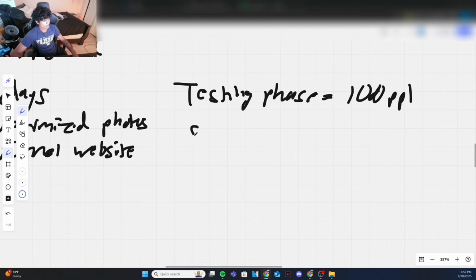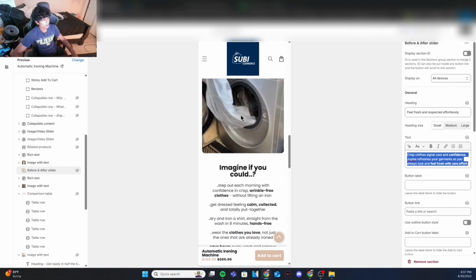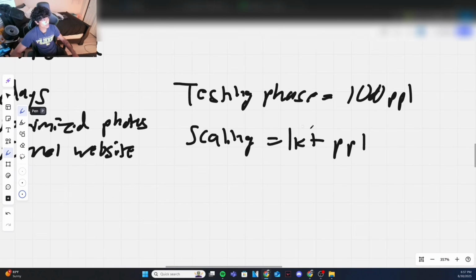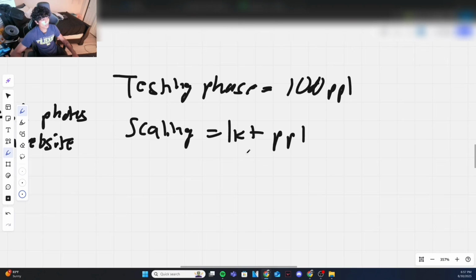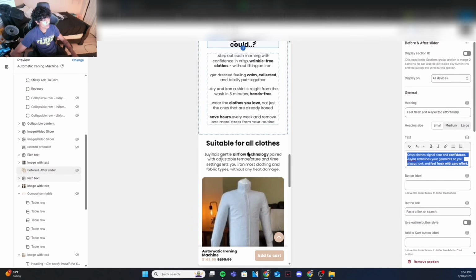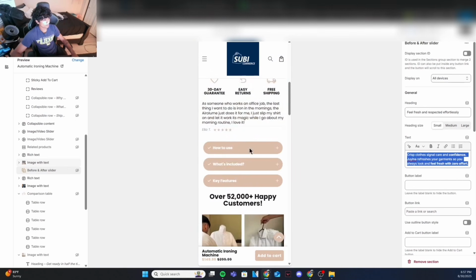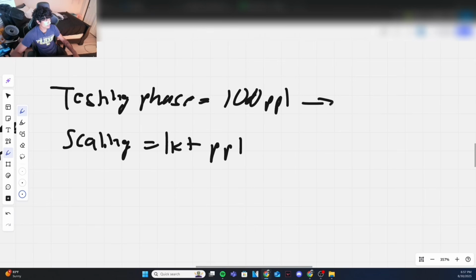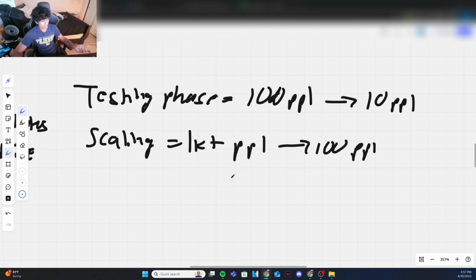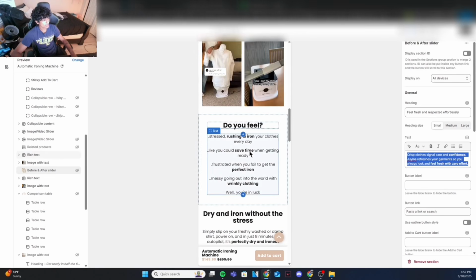But when you're scaling, at that point, you're going to have 1K plus sessions a day, right? So with that 1K, even though there's not many people scrolling down here, it's still going to be a decent amount because you're getting so many sessions. Let's say you have 10% of the people that actually scroll down and read your entire website. If that's the case, 10% of this is 10 people. 10% of this is 100 people. So when you're scaling, you want to make sure that everything on your site is pretty much optimized.